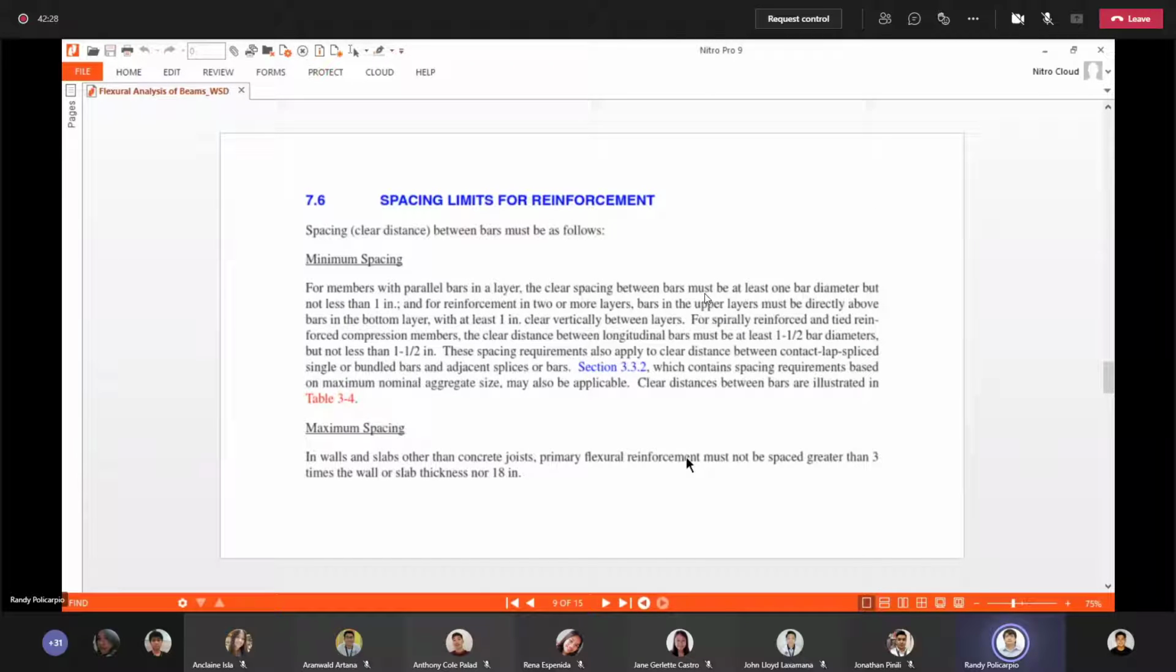Okay, so in the analysis and design, since we are following codes, these are the minimum requirements given by the code. Number one, we have yung spacing limits for reinforcement. So there's a required minimum spacing of the reinforcement.